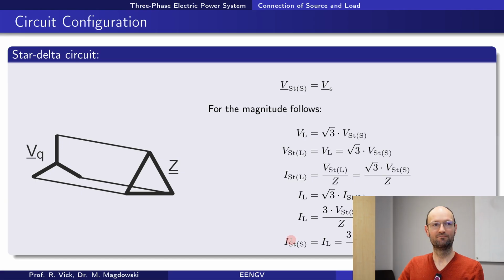So the current, this S here now stands for source. The current in one phase of the source will be 3 times the voltage of the source divided by the impedance. And the 3 comes from one square root of 3 and another square root of 3. But still nothing really complicated, just square root of 3.